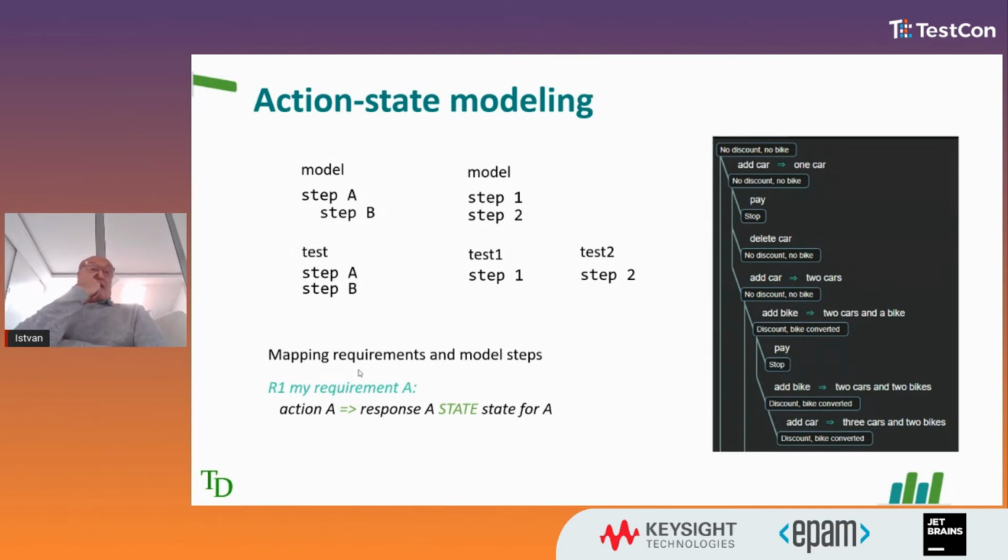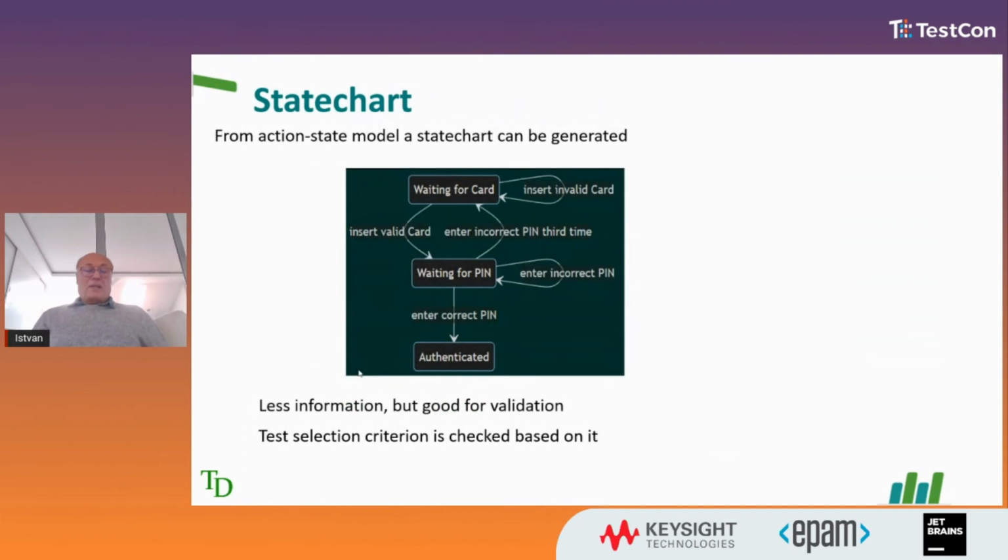Okay, and finally, we should map the requirements and the model, and finally the test cases. And we have labels you can see here in green, and this label should be a very short version of the requirement and should consist of the identification of the requirement.